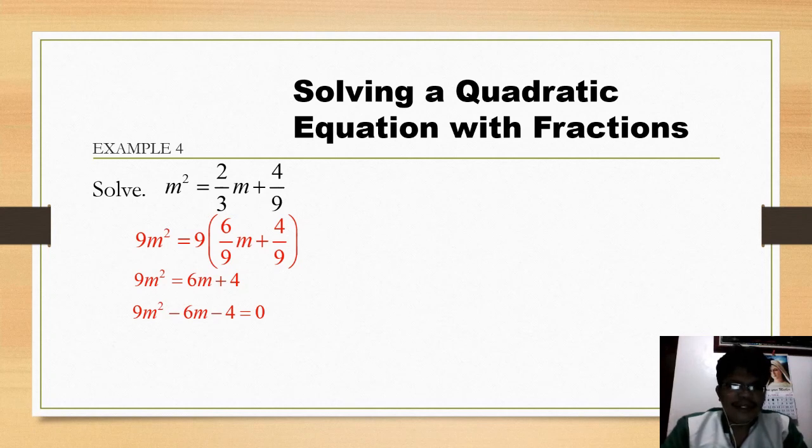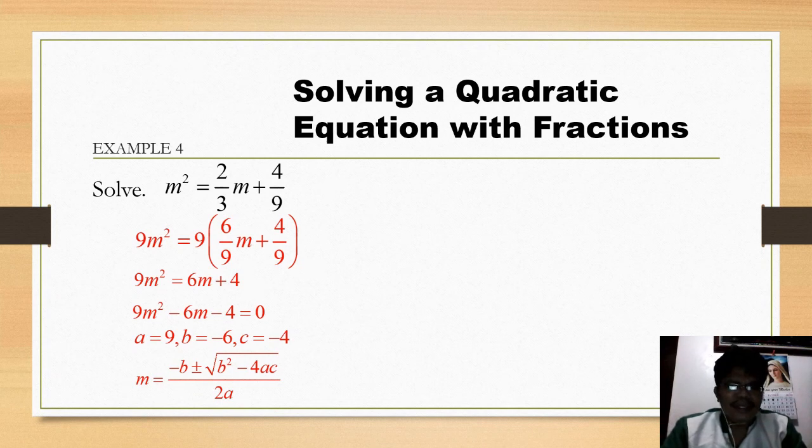So, of course, the value of A equals 9, the value of B equals negative 6, and the value of C equals negative 4. Pag nakuha na natin ngayon ang value ng A, B, C, isusulat na natin ang quadratic equation. And what is our quadratic equation? M equals negative B plus and minus the square root of B squared minus 4AC all over 2A. And then this time, we're going to replace the value of ABC in the quadratic equation.